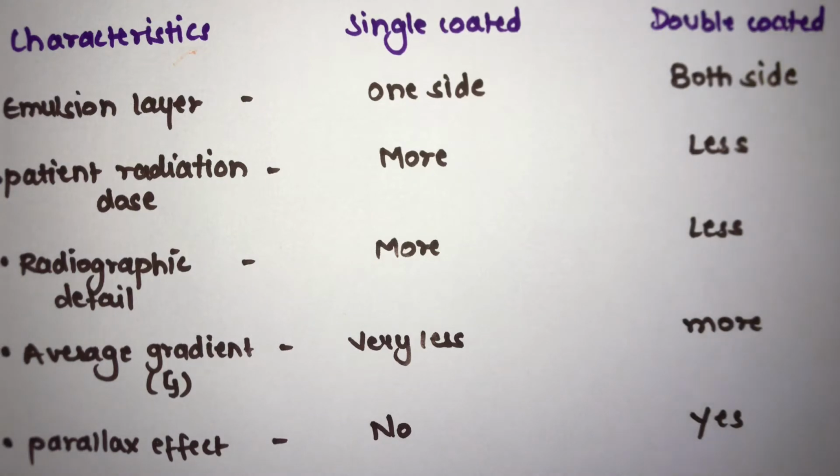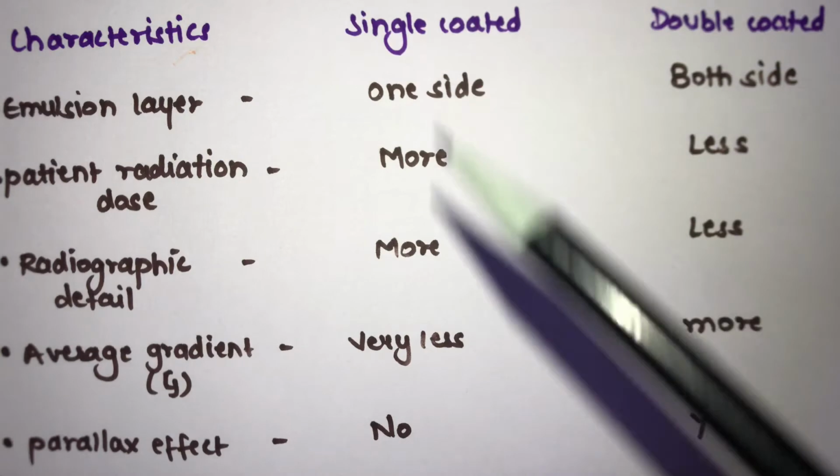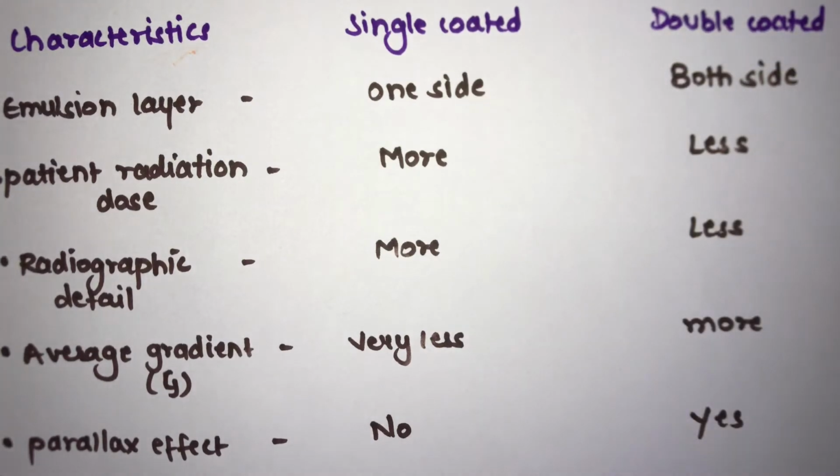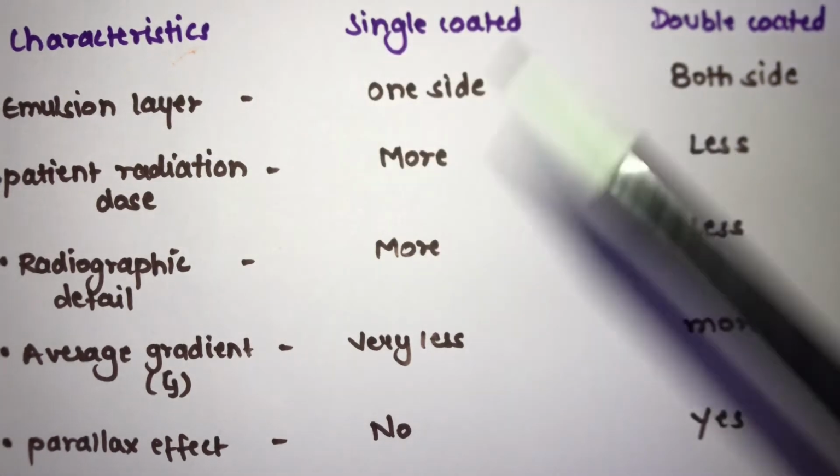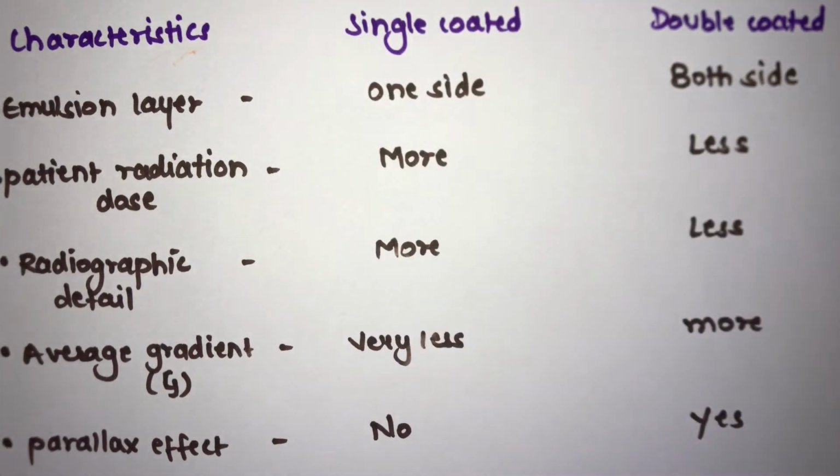But in double coated, the radiographic image forms comparatively earlier than in the single coated ones, and hence the patient radiation dose is more in single coated and less in double coated. The next is the radiographic details. In radiographic details, your single coated one has more detail, and the double coated has less detail. Now why is it?